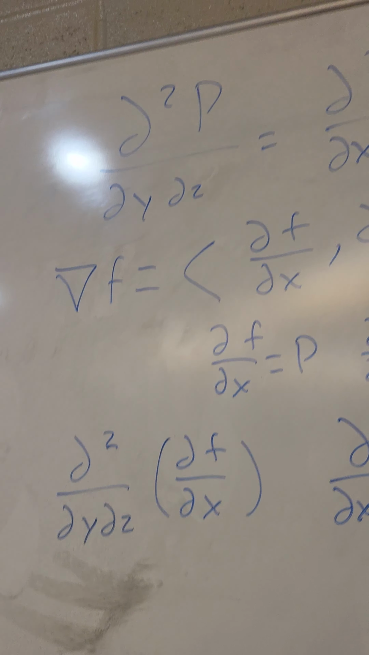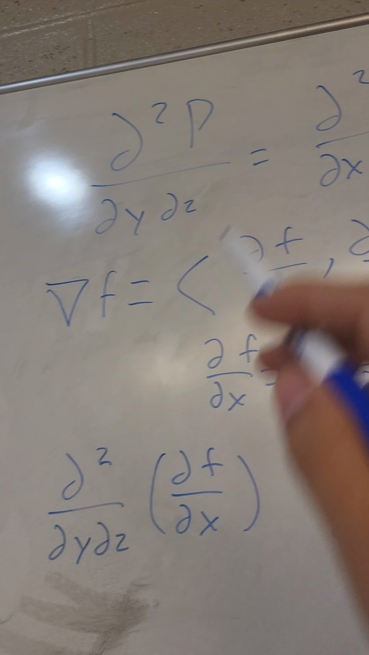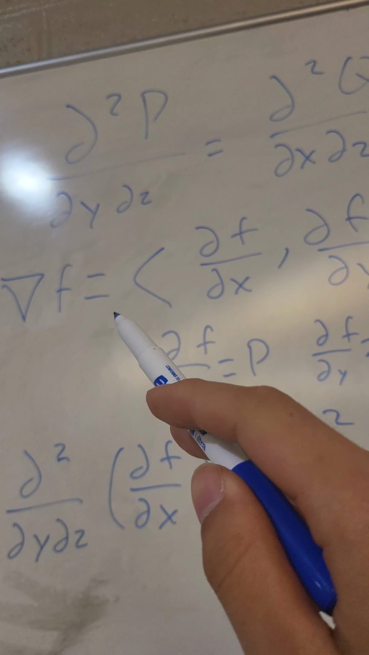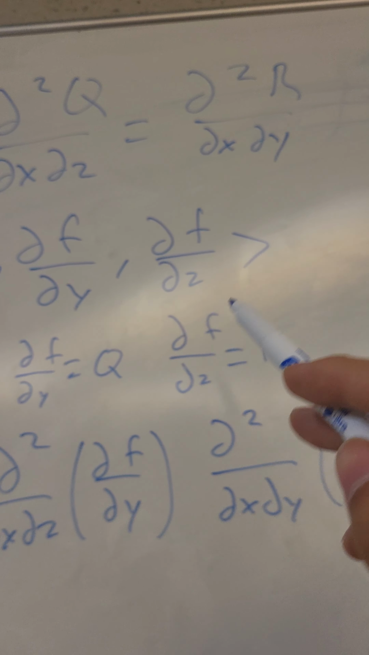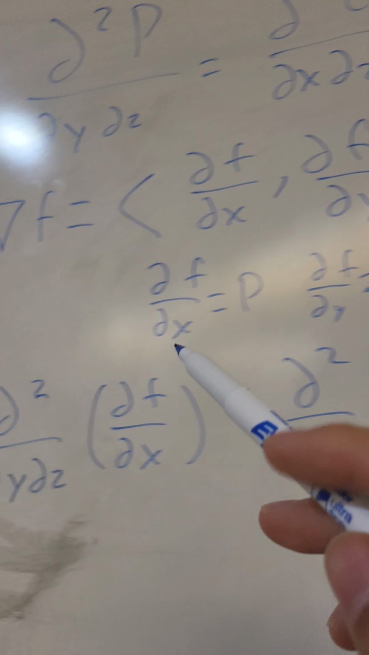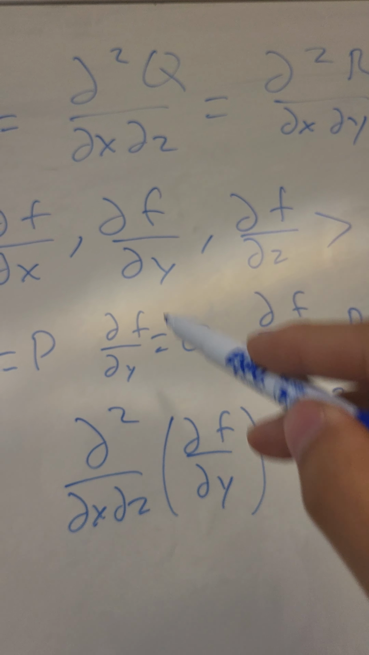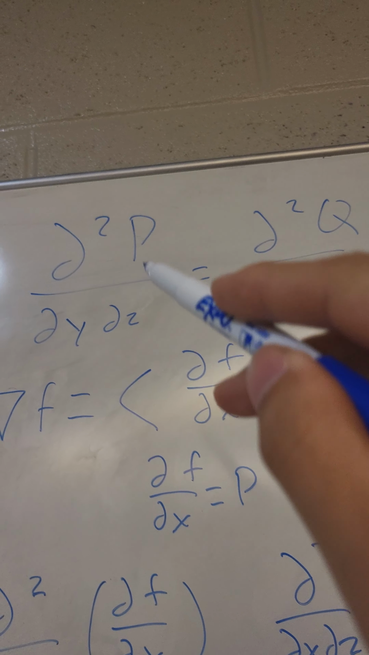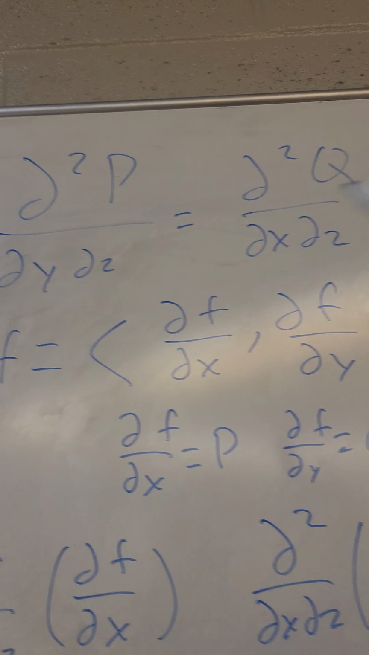So here are my equations first, and how I got to these equations is this. Say del f, as we know, is just partial f with respect to x, partial f with respect to y, and partial f with respect to z. The first part equals p, this equals q, and this equals r. If we plug these values back into these equations, we'll see why these equations are true.